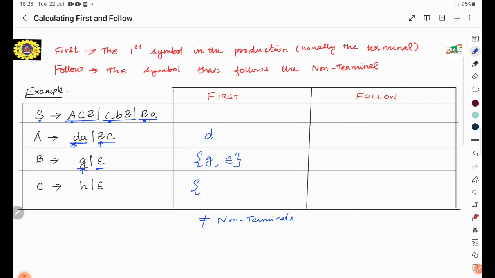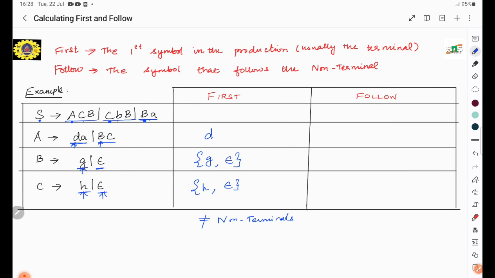Next is our C production. For our C non-terminal, we have two productions, which is H and epsilon. Here starting is H, so H will be one of our first, and epsilon is there, epsilon will be coming here. That's all. So with these two, B and C first, we have to in turn calculate what is A first and S first.